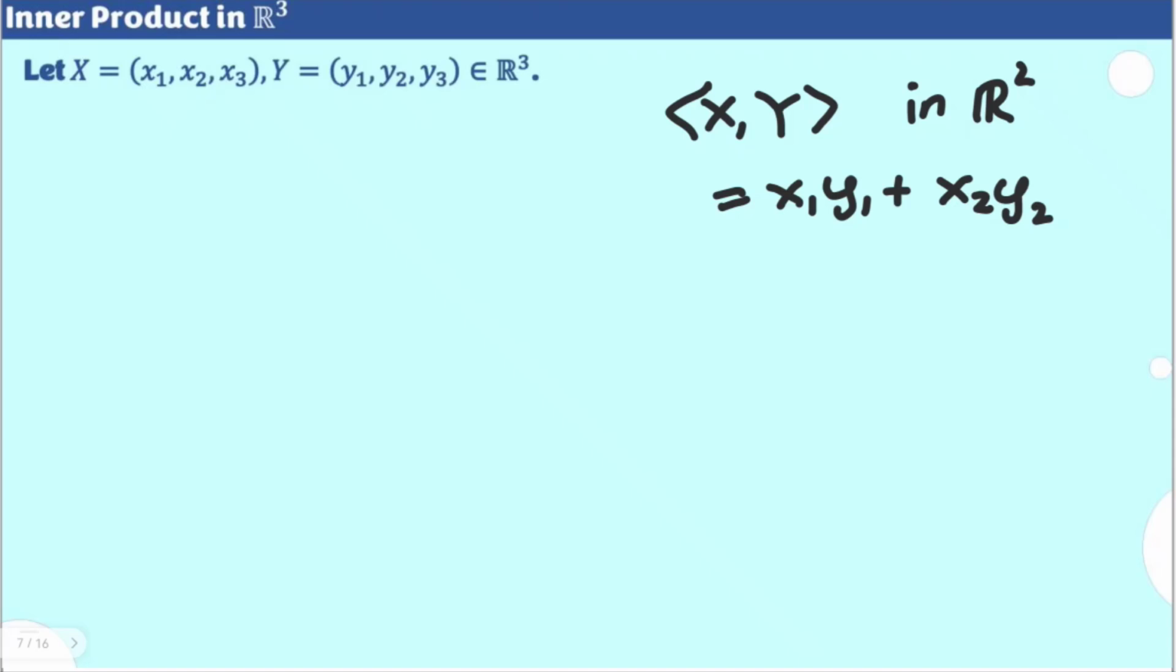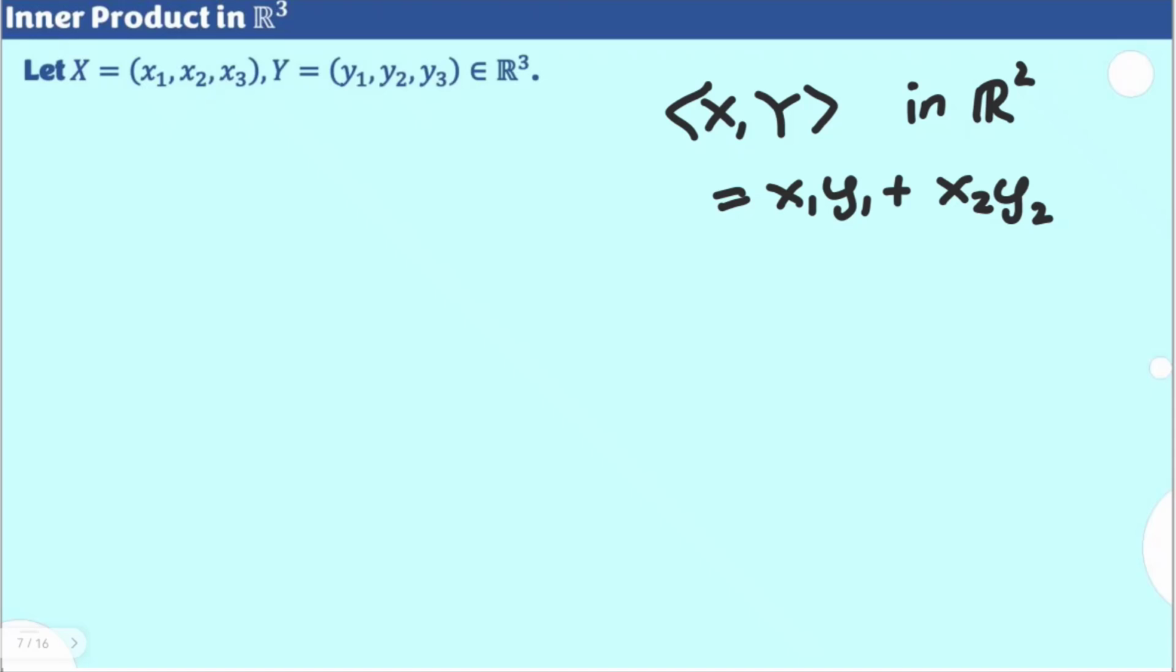But this time, we are going to use the same consideration as we talk about the inner product in R3. Let's say our vector x has components x sub 1, x sub 2, and x sub 3. And our vector y would be y sub 1, y sub 2, and y sub 3. They're all elements of R3.